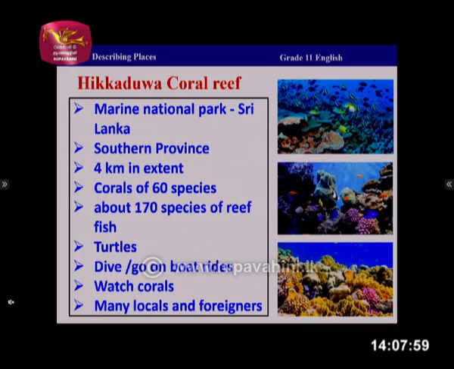It is Hikkaduwa Coral Reef. I know when you see these pictures, they make you want to visit them. Let's see the phrases I have given there. Hikkaduwa Coral Reef, Marine National Park, Sri Lanka, Southern Province, 4 kilometers in extent, corals of 60 species, about 170 species of reef fish, turtles, dive or go on boat rides, watch corals, many locals and foreigners.